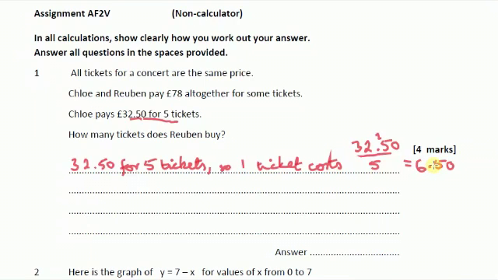So now we can work out Ruben, or the £78 maybe altogether. We know that Chloe paid £32.50, so Ruben, we said, how much does he pay? Total is 78, minus the amount that Chloe paid, £32.50, leaves you with £45.50, I think.